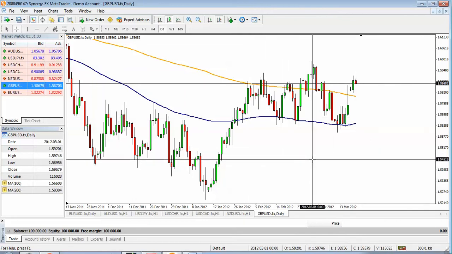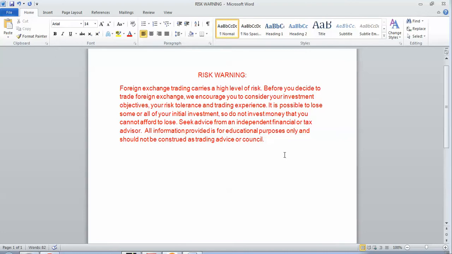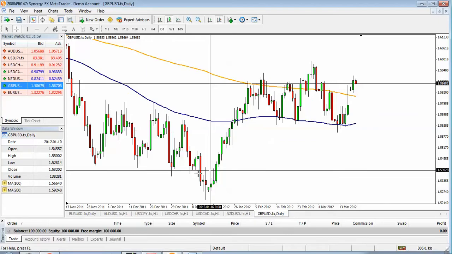But before we get started, I just want to give you this quick risk disclaimer. Foreign exchange carries a high level of risk. Before you decide to put your money into this, we recommend you consider your investment objectives, your risk tolerance, and trading experience. It's possible to lose all of your initial investment. Don't invest money that you can't afford to lose, and also realize that this video is almost solely for educational purposes, and it shouldn't be construed as trading advice.